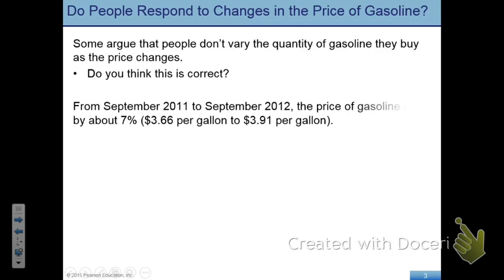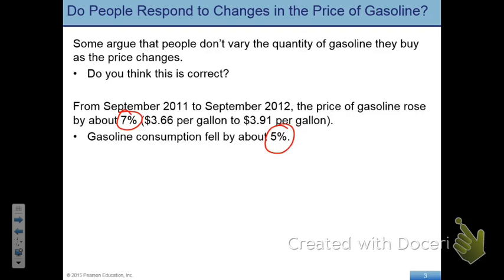Okay, so let's look at some statements, right? From September 2011 to September 2012, the price of gasoline rose by about 7%, and at the same time, gasoline consumption fell by 5%. What do we know about this? What can we learn about this number? These are statistics. It told you that between a time, price went up by 7%. Quantity consumption, which is how much gasoline people were buying, fell down by 5%.